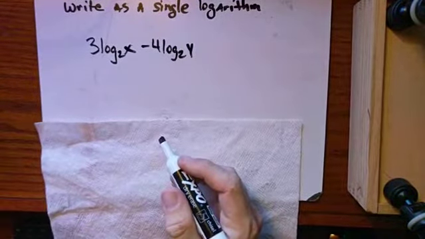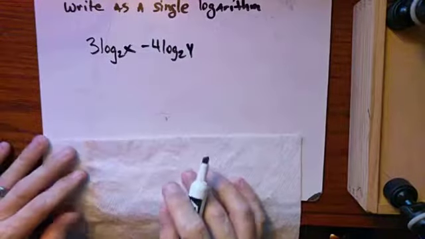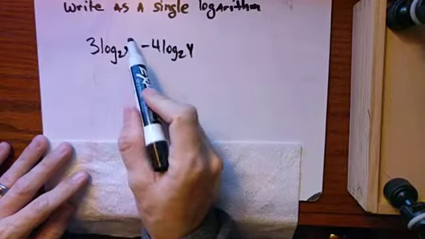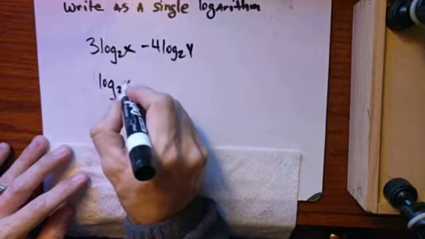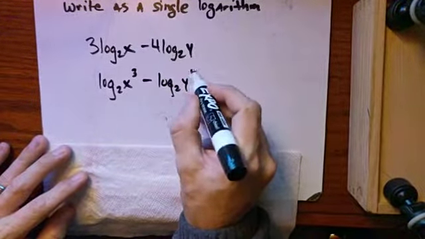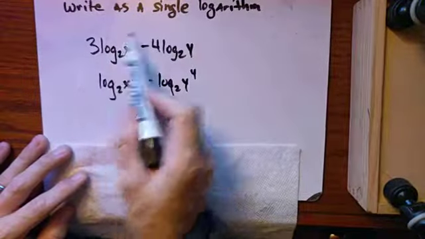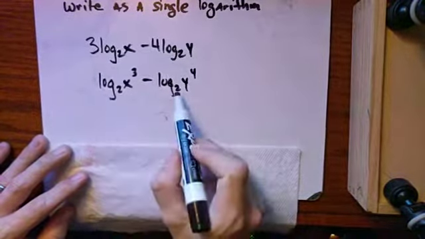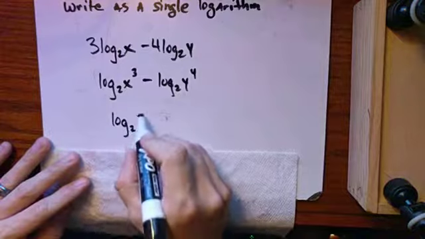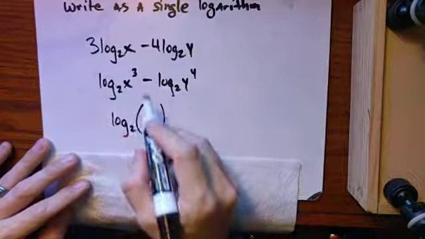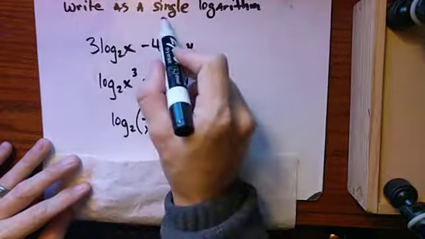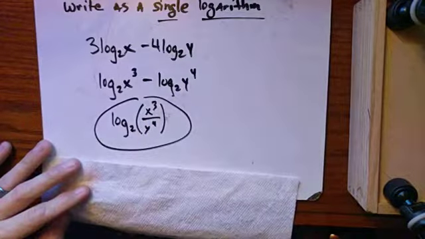So all the properties that we showed you earlier, you just take these numbers that are in front of the logarithms and put them back up as exponents, right? So this becomes log base 2 of x cubed, and then this other one becomes log base 2 of y to the fourth. So now that the coefficients of the logarithms are gone, we're subtracting two logarithms that have the same base. So what we're going to do is divide the new arguments in a single logarithm. So the numerator of this is going to be x cubed, and the denominator is going to be y to the fourth. And we now have a single logarithm, so this is our answer.